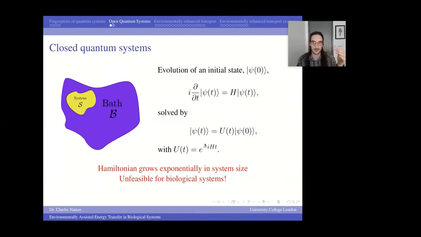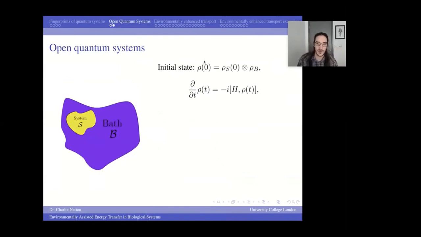So we need to come up with approximation methods. And to do this, we split up our system into the system and a bath or an environment. So those terms are used often as the same thing.